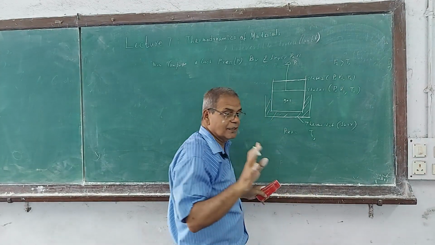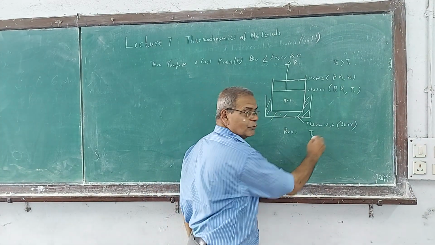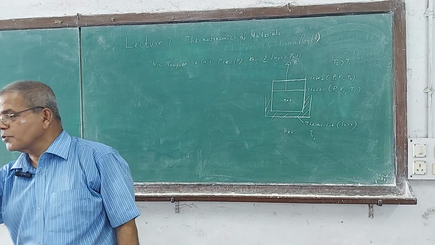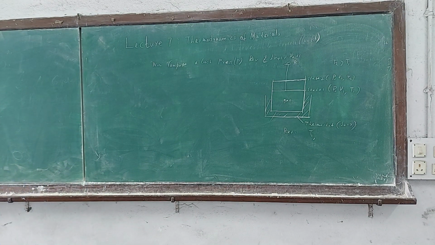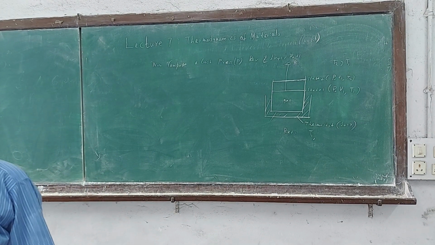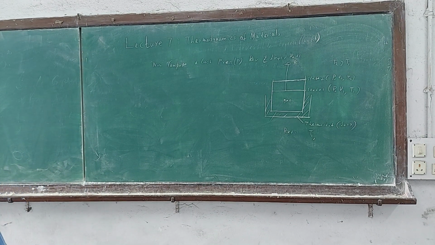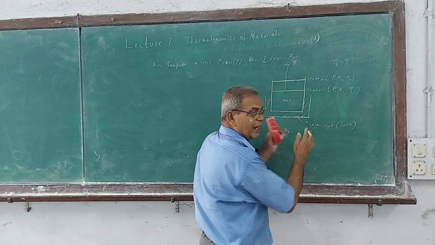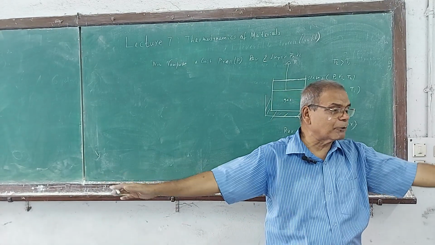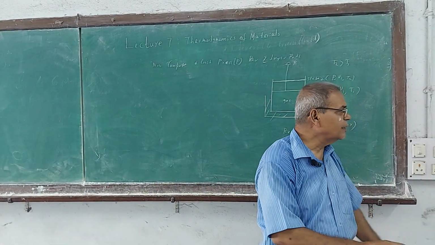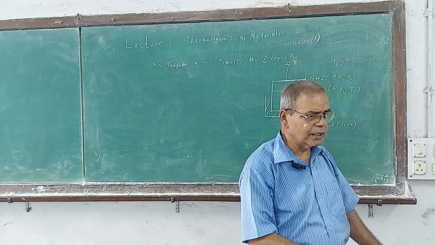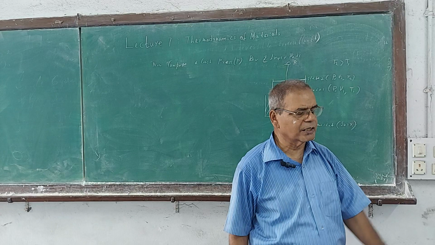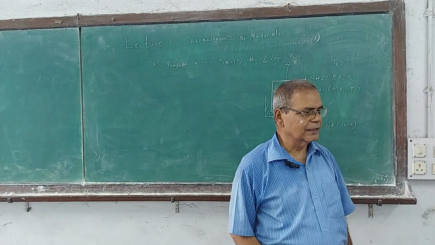Okay, how to proceed? T1 to T2. Can I make it T2 directly? No, you cannot do this. There is a finite driving force. It must be infinitesimally small. So how shall I change? There is an infinite number of thermostats stacked here. So you can take any.